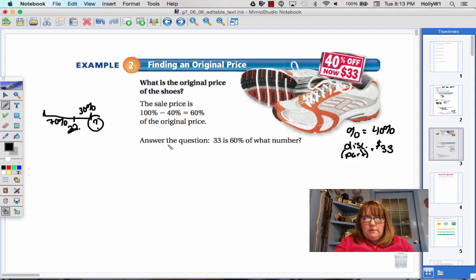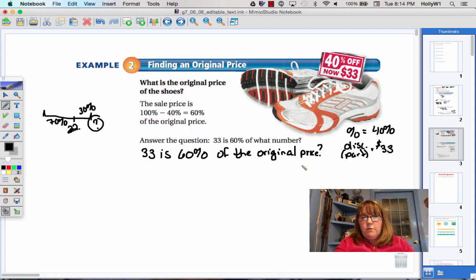So let's rewrite this so that it makes sense. So we're going to say $33 is 60%. Now, where did the 60 come from? Well, we want to say that 33 is 60% of the original price. This is very much like we were figuring out in the previous problem. And we get the 60 by saying, well, we know that $33 is a percentage off of the original price. And in order to do that, we need to know what this percent is. Remember, 100 minus 40% gives us the 60%.